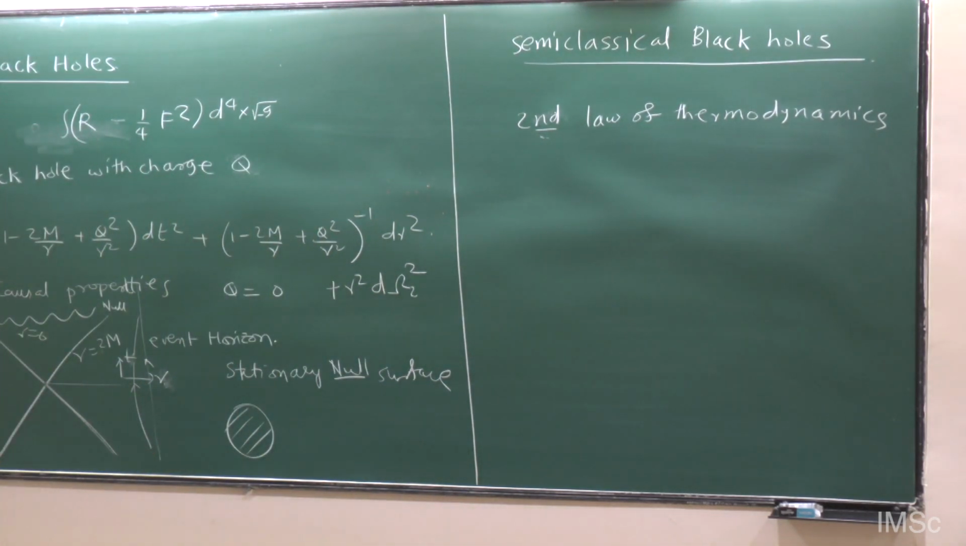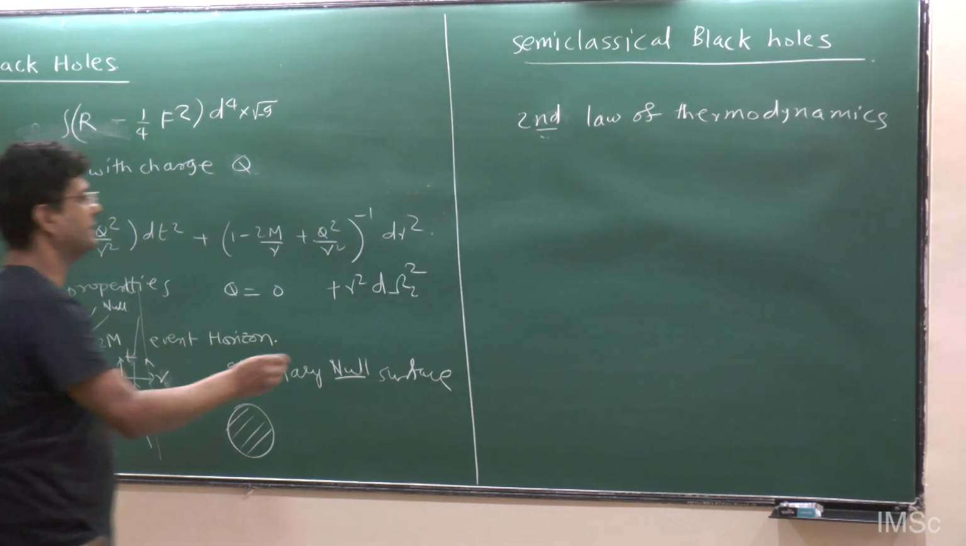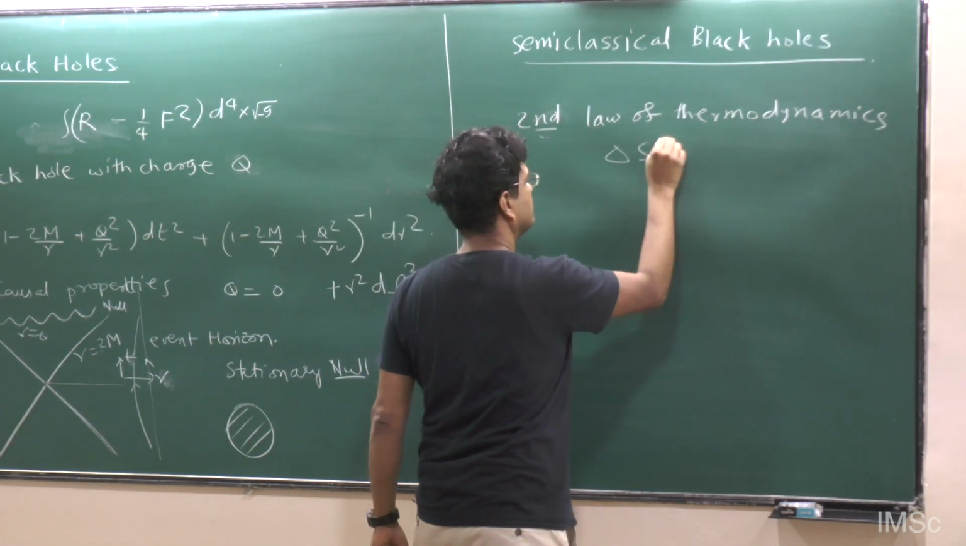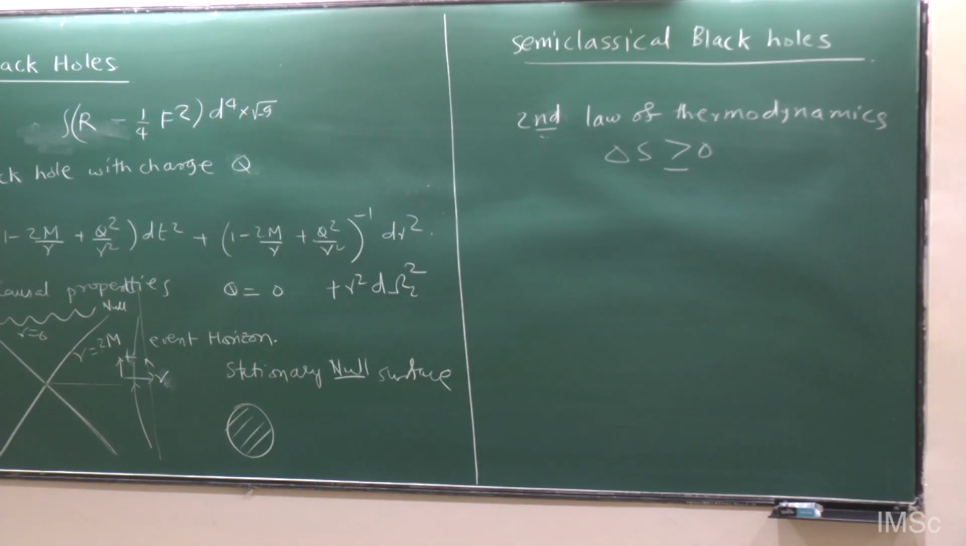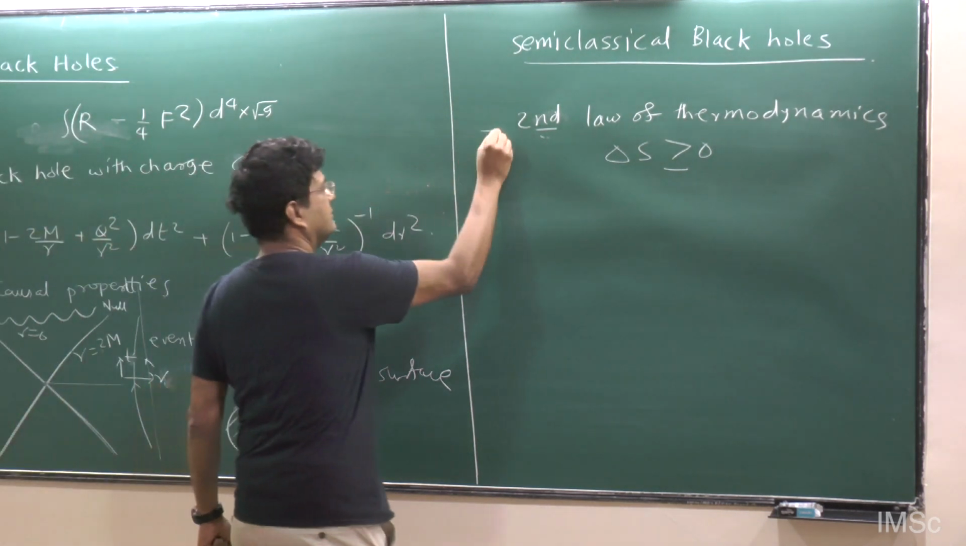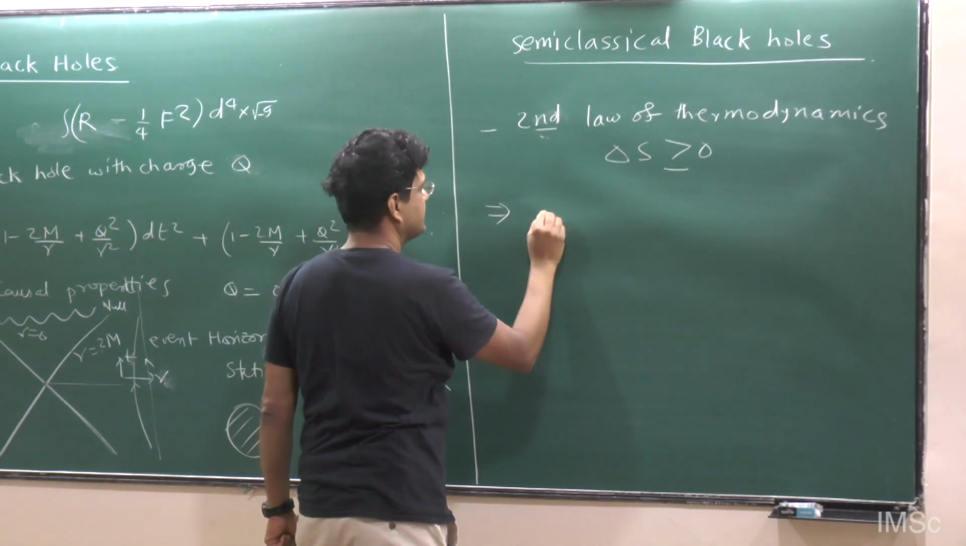Why? Because you can take a bucket of hot water and throw all the entropy into the black hole, and then you would lose the entropy for the outside world. So you can decrease the entropy of the outside world as much as you want. And so the second law of thermodynamics, which says that delta S is greater than or equal to zero, is violated. So the only way to avoid this is if the black hole has entropy. This was Bekenstein's argument.